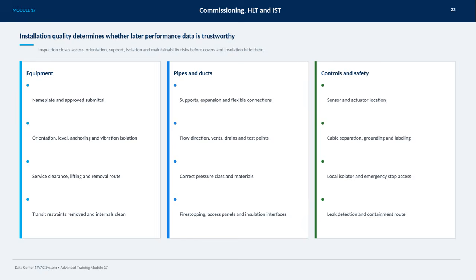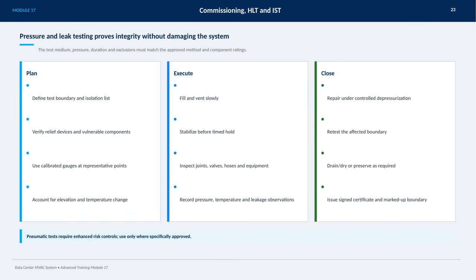On this slide, we focus on the crucial process of pressure and leak testing, which is designed to prove system integrity without causing damage. It's essential that the test medium, pressure levels, duration, and any exclusions strictly follow the approved methods and component ratings to ensure safety and accuracy.